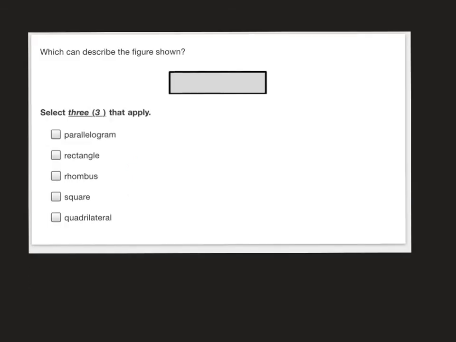All right, which of these can describe the figure shown? Select 3 that apply. So we need to make sure we are looking for 3. Obviously, it is a rectangle. You can tell that. It's also got opposite sides that are parallel, or 2 pairs of parallel sides. So it can be a parallelogram. It cannot be a rhombus because all sides have to be equal. So we know that's not it. It's definitely not a square because it also doesn't have 4 equal sides. So it's out. The last thing is just a 4-sided figure, which is called a quadrilateral. So those are your 3 choices for this shape.